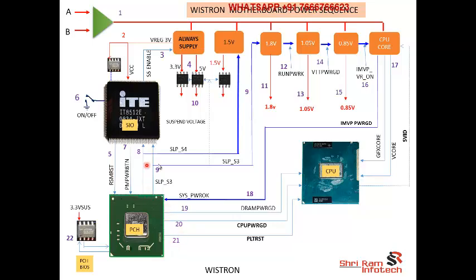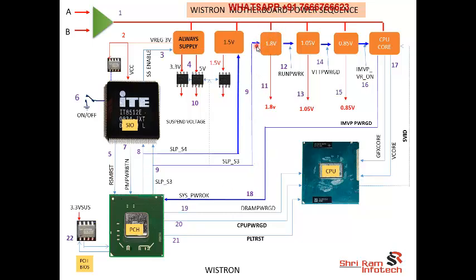So the SLP S4 signal is given to this 1.5 volt, and this 1.5 volt will be turned on. Yes, this RAM supply will be turned on. The SLP S3 signal is sent out, and this SLP S3 signal is given to this section, the sustained voltage, which halts here, and passes. The 1.5 sustained will pass, right? And then this voltage is given to this 1.8 as well.